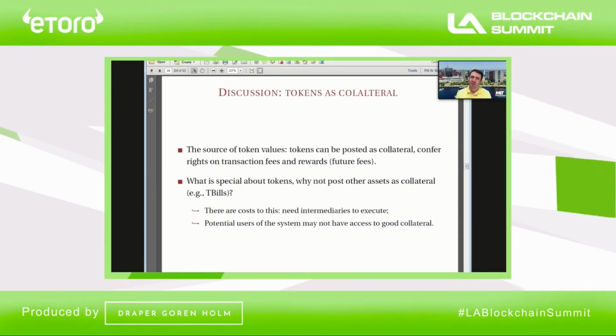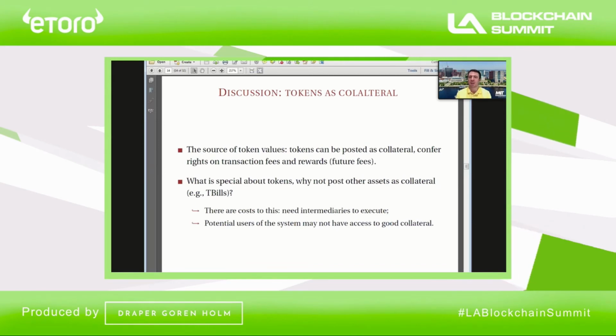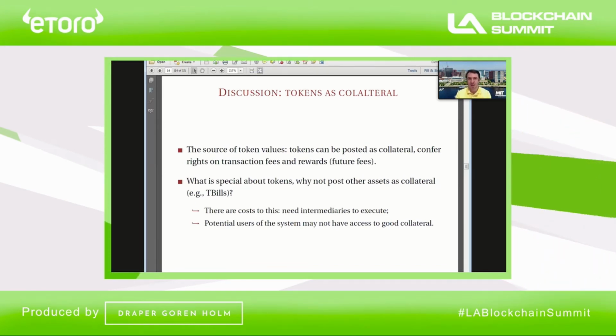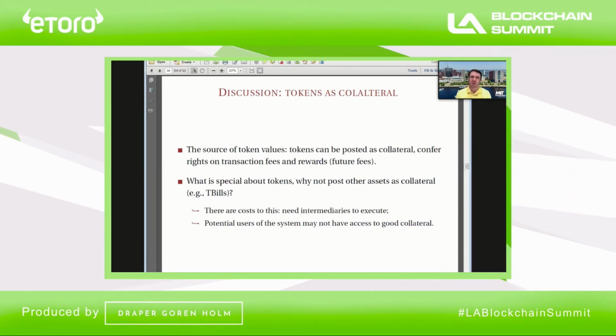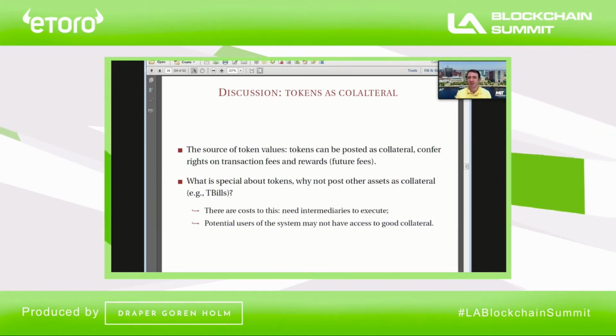Of course, one could ask, how come you cannot use another form of collateral? You could change the design, accept other forms of collateral. Wouldn't that undermine the value of the tokens? Wouldn't that create substitutes? Answer is yes. If you could imagine using other assets as collateral, such as treasury bills, that would reduce the value of tokens. Now, of course, using other assets as collateral is not free.